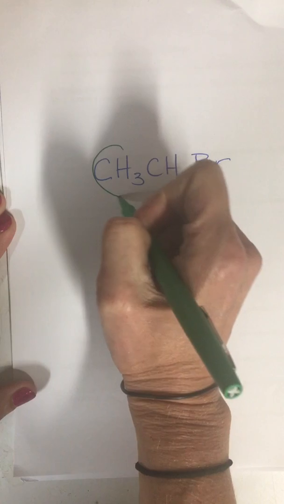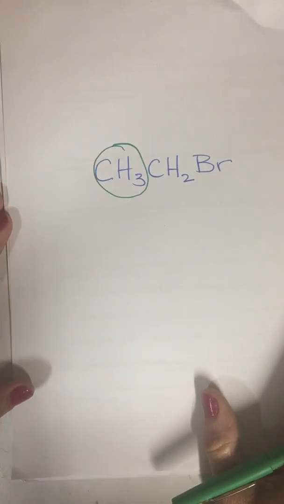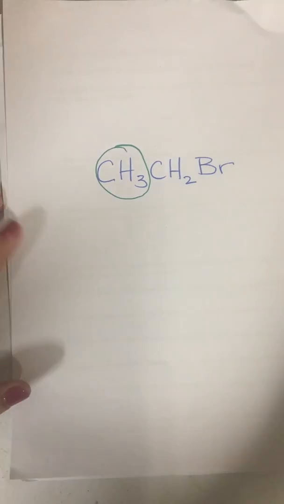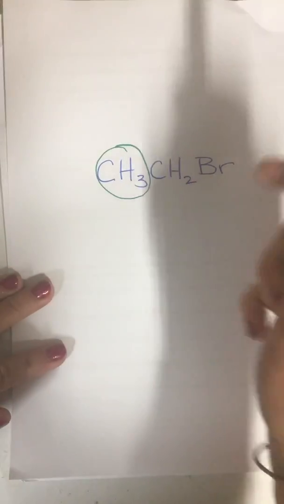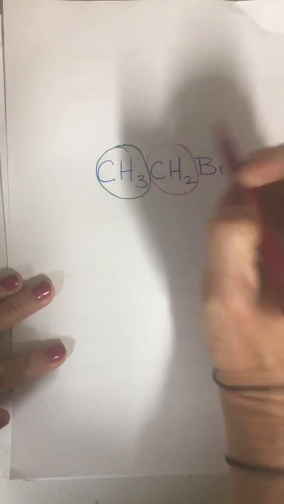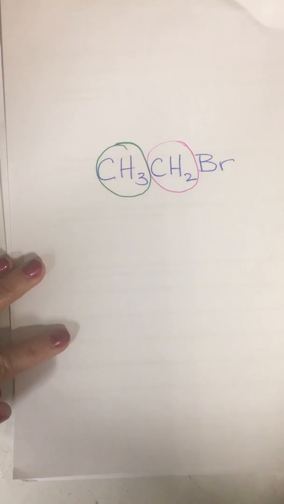Because we have one set of equivalent hydrogens right there. That CH3 is very unique all to itself, and that's different than the two hydrogens right here on what we call the methylene hydrogens. So we're going to have two different signals.